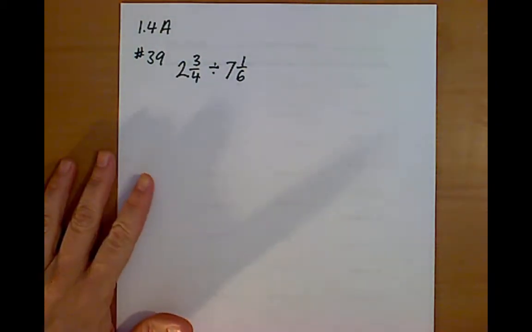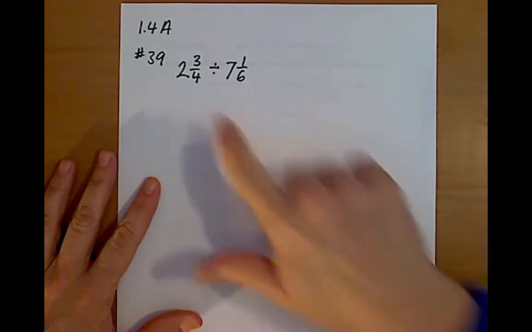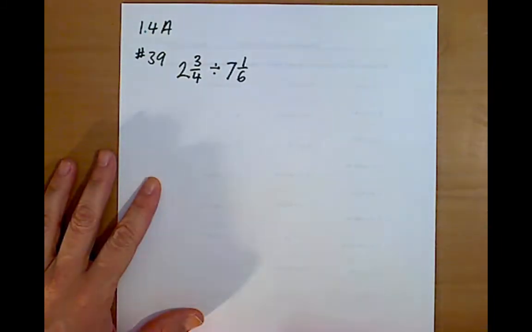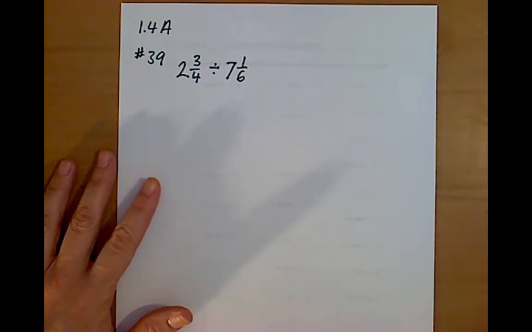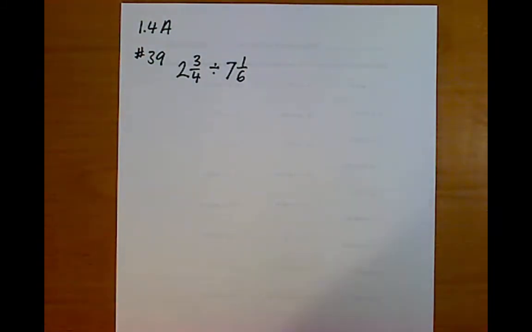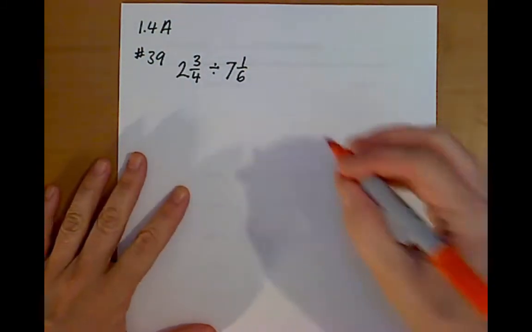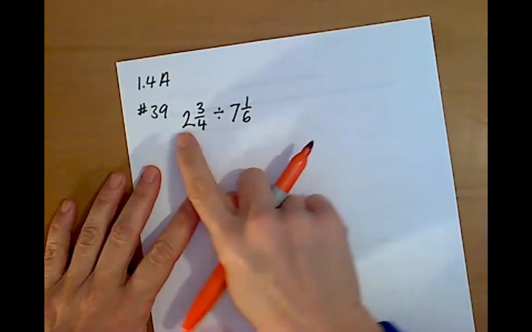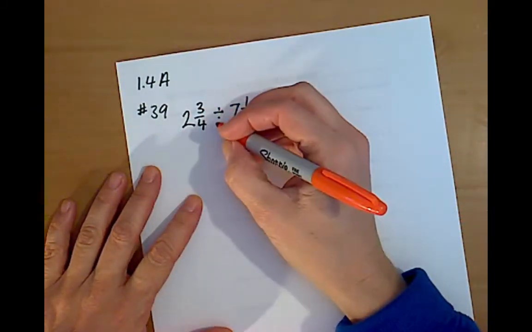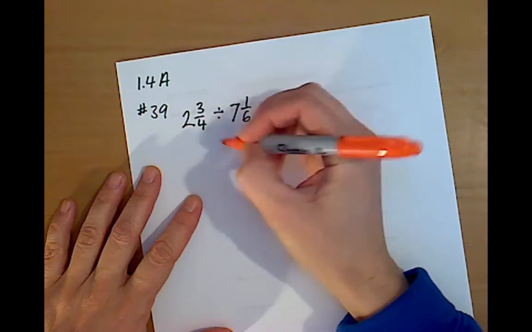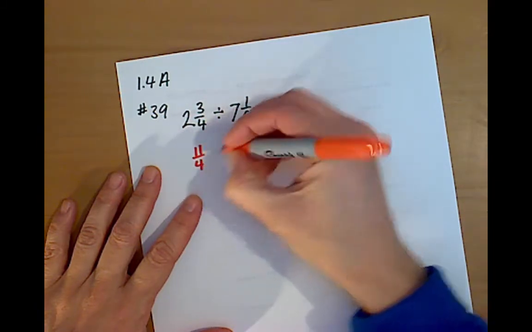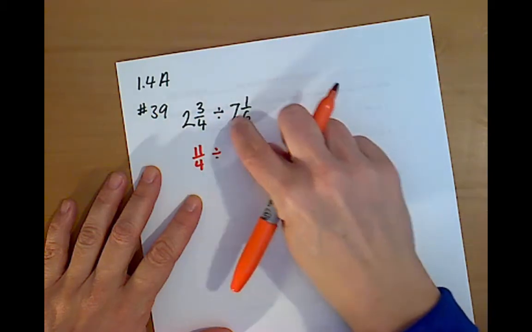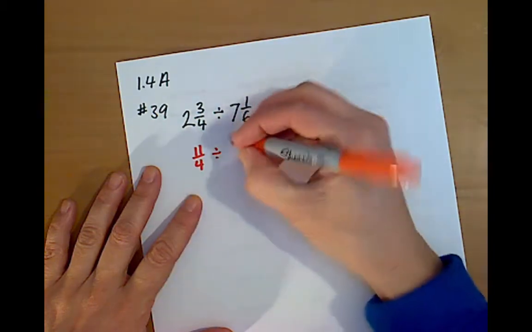1.4a number 39. So we have a mixed number, which is a whole number with a fraction together with it, divided by another mixed number. So the first step for this one is we're going to change those mixed numbers into improper fractions. So our first one, 2 3/4. We're going to take 4, multiply it by 2, that gives us 8, and then you add 3, and that gives us 11/4. 6 times 7 is 42, plus 1 is 43.